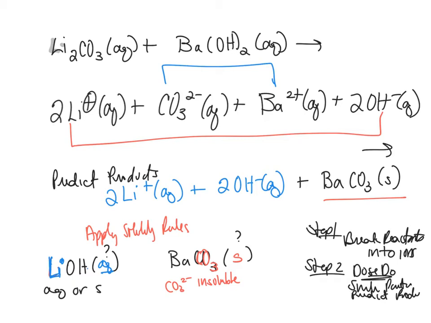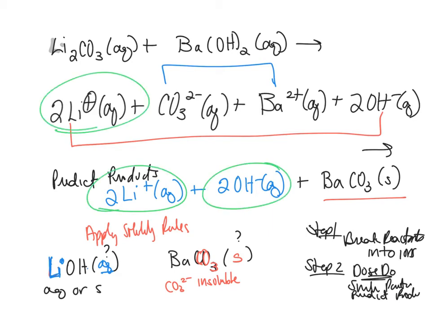Now, spectator ions. What are the spectator ions? That's the actual question. Spectator ions are going to be on the same side. So you can see we have lithium and the hydroxide, and they cancel out. So the answer for that would be the lithium and the hydroxide, and so the answer would be B.